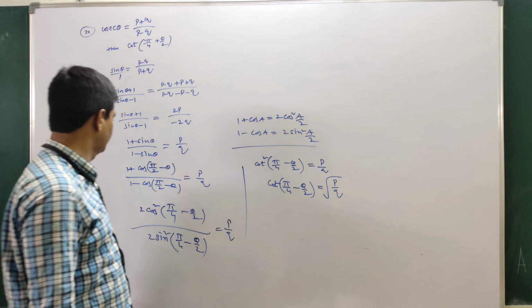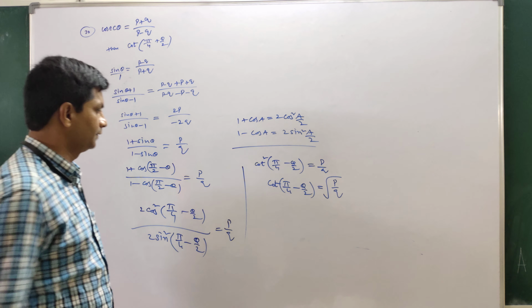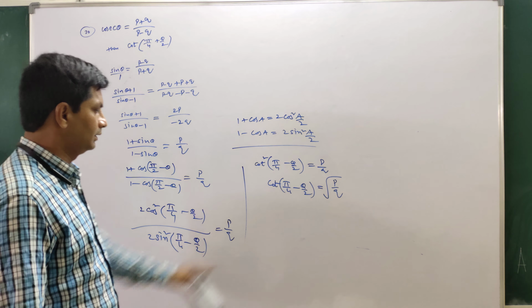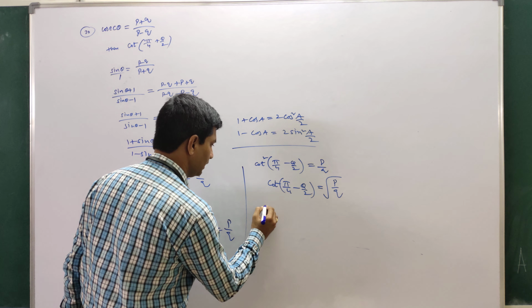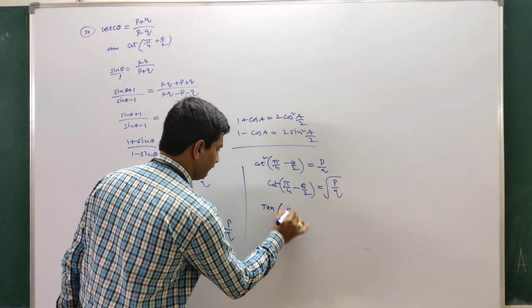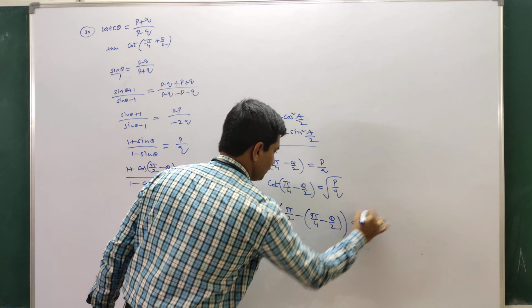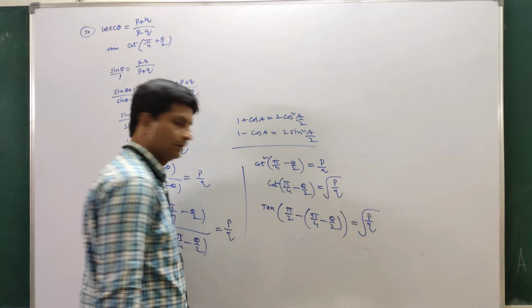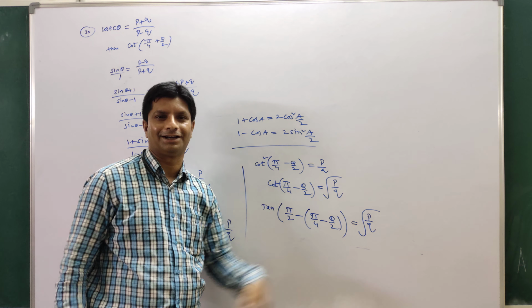Is it right or not? Okay. Right. So this is what we got here. But what do we have to find? Cot of (pi by 4 plus theta by 2). Right? So how can we convert this? Cot theta can be written as what? See here: tan of (pi by 2 minus (pi by 4 minus theta by 2)) is equal to root of P by Q. Let us assume this is theta. Cot theta can be written as tan of (90 minus theta).